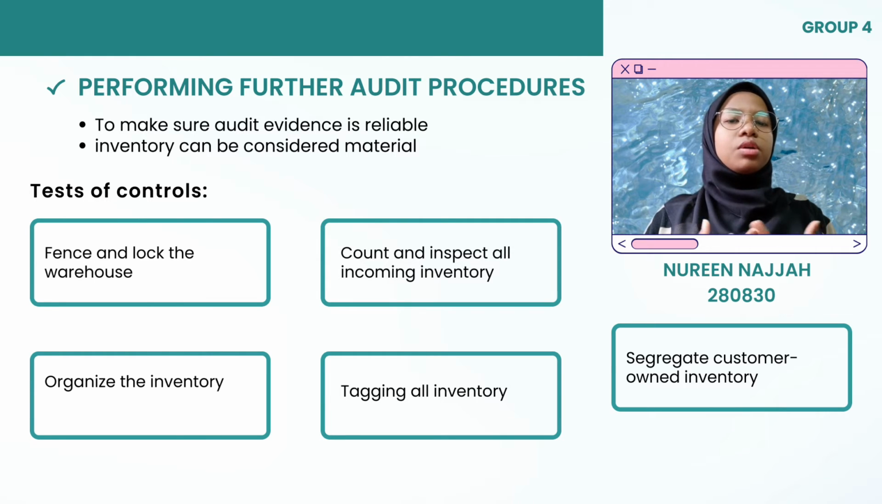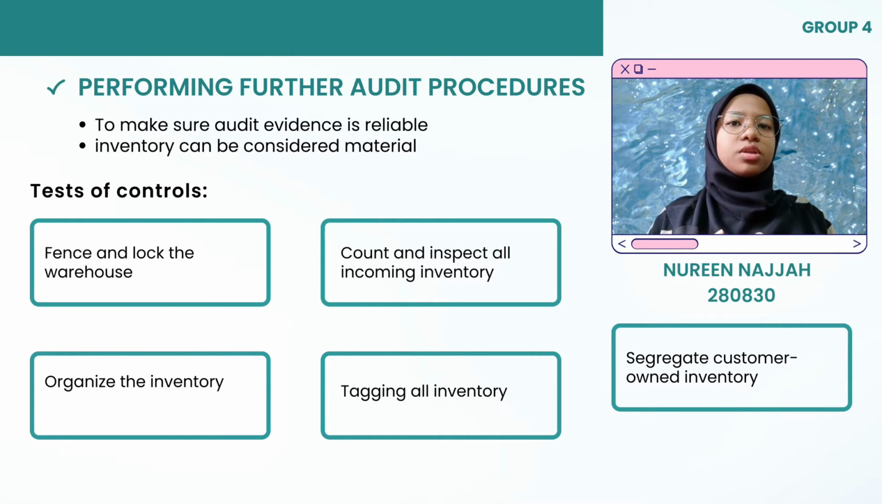In performing the audit procedure, test of control and substantive procedure need to be done to ensure that the audit evidence is reliable and can be considered as material. The first one is test of control. Test of control consists of test of design effectiveness and test of operating effectiveness.